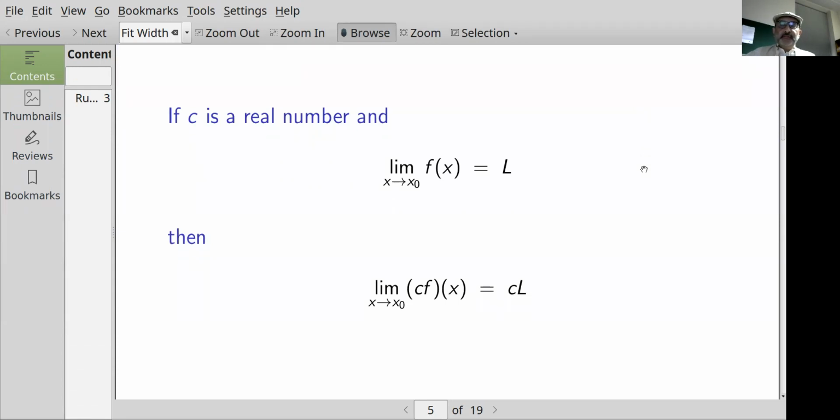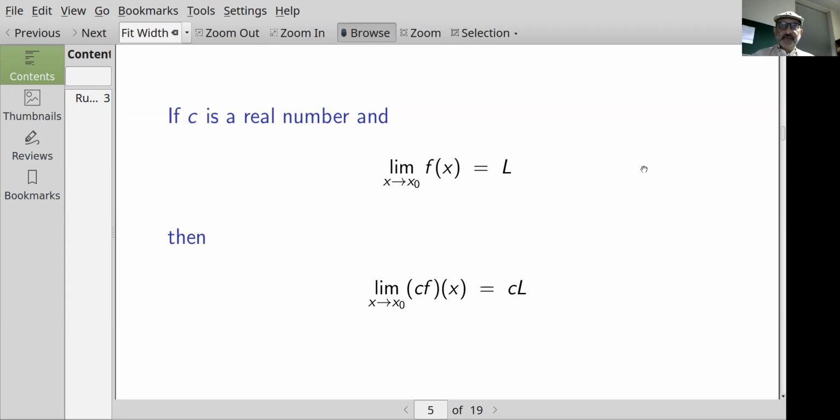Supposing that you know that the limit as x goes to x naught of f(x) is equal to L, where f is some function. And now there's a new function, c times f, where c is some real number. Then the rule is that the limit as x goes to x naught of c f(x) is equal to c times L. So basically, you can pull a constant multiple outside of the limit sign.